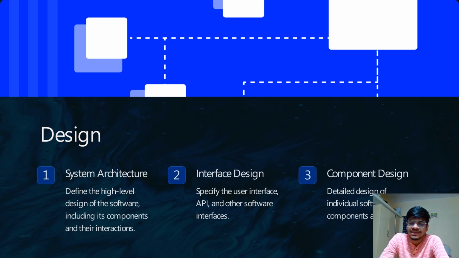Then coming on to the design stage, we have the system architecture, interface design, and component design. System architecture defines the very high-level design of the software, like the components and their interactions, and how the system will work as a unit. Then the interface design specifies the user interface, the API, and other software interfaces. And the component design is the very detailed design of individual software components.